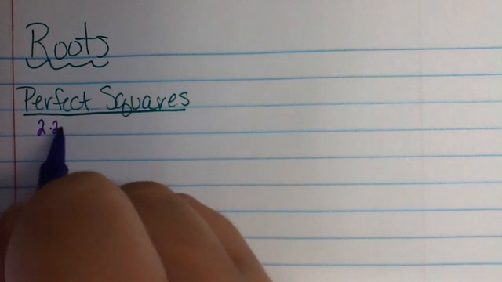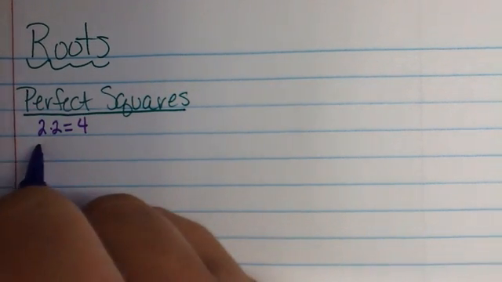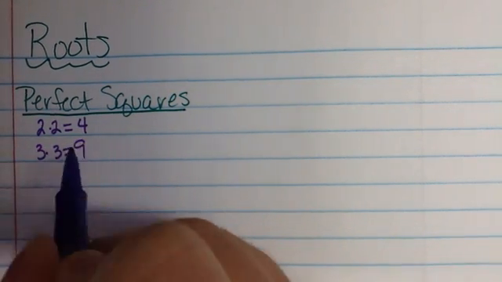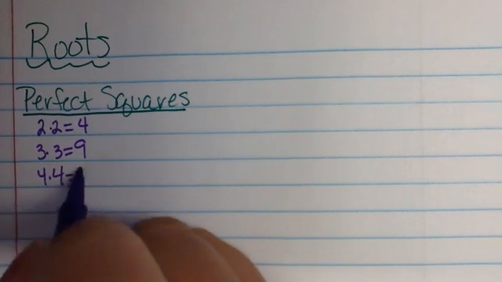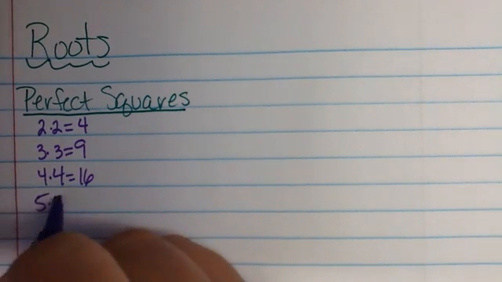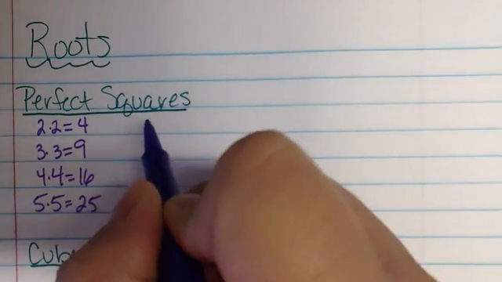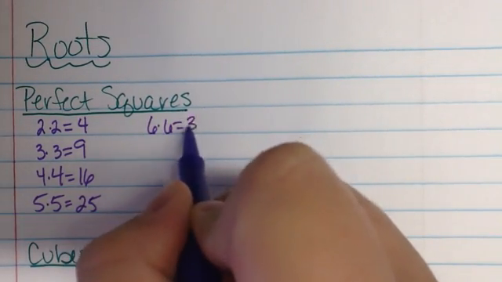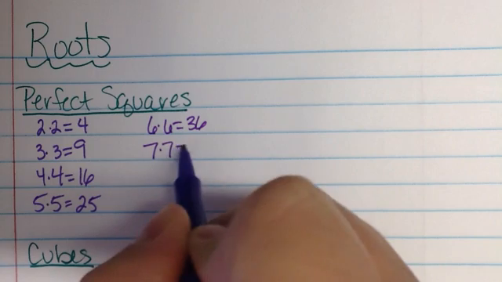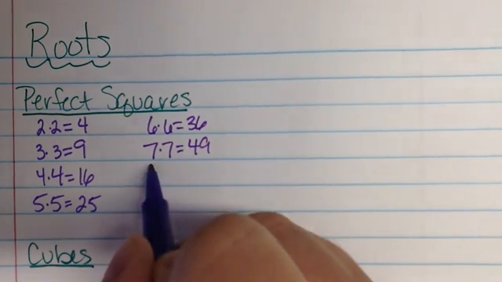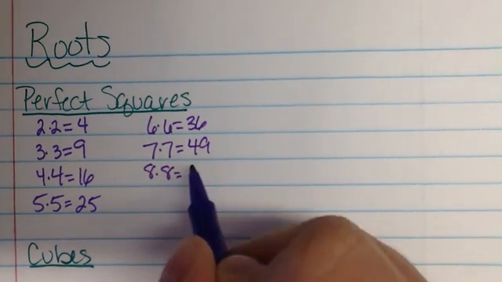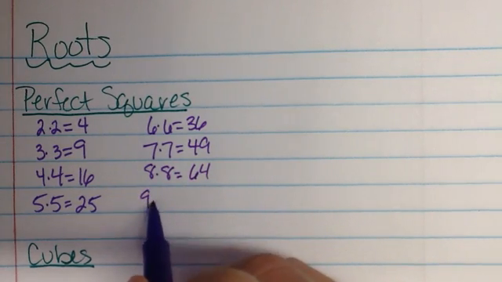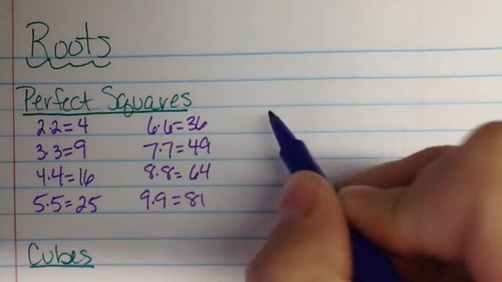So 2 times 2, perfect square is 4. 3 times 3, the perfect square is 9. 4 times 4, the perfect square is 16. 5 times 5, the perfect square is 25. 6 times 6, the perfect square is 36. 7 times 7, the perfect square is 49. 8 times 8, the perfect square is 64. 9 times 9, the perfect square is 81.